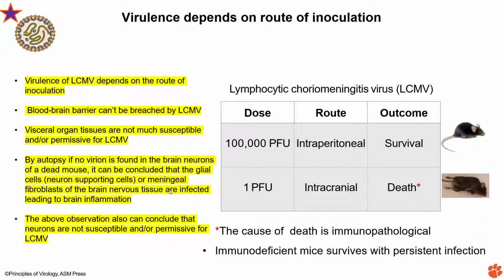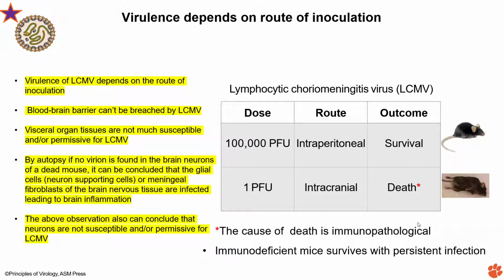So here is another critical thinking question. You may have seen this one in your quiz as well. What we are looking at is an experiment where you take this virus and give 100,000 PFU intraperitoneally, and you give one PFU intracranially. The important part is that once the mouse is dead, you do an autopsy and look at the neurons in the brain, and you do not find any virus in the neurons. How can you explain the result?